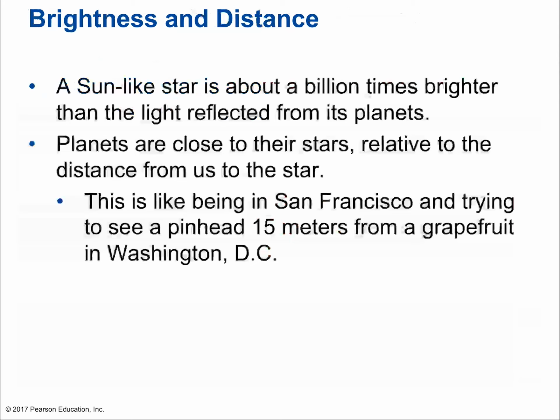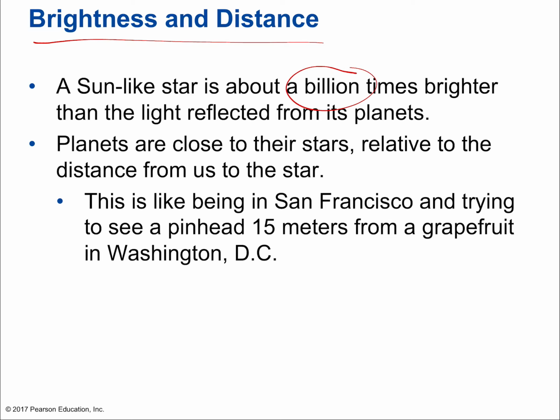All right, so let's talk about brightness and distance. A sun-like star is about 1,000,000,000 times brighter than the light reflected from its planets. So that really gives you some perspective on that last image. In order to get those little reddish yellow dots that were a few pixels across, they had to cancel out the light of a central bright spot that was a billion times brighter. Imagine trying to take a picture of a light bulb that's 1,000,000,000 times brighter, of the little specks of dust that you're trying to resolve around that light bulb. Wow, right? That's a tricky thing to do.